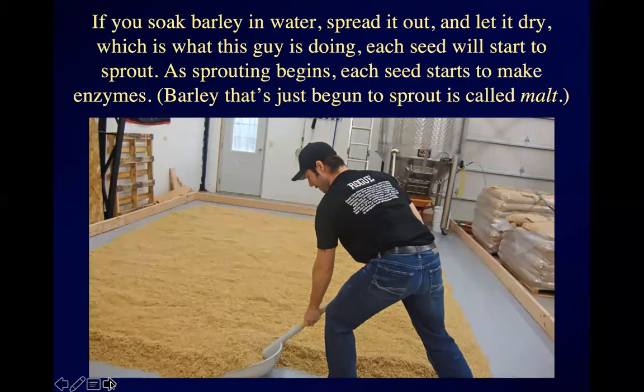And as sprouting begins, every seed begins making enzymes. And what the enzymes do is they start breaking down the starch in a barley seed and turning it into simple sugar. And by the way, barley that's just begun to sprout is called malt. This is called the malting process that this guy from the Rogue Ale Brewery is doing. He's malting the barley.